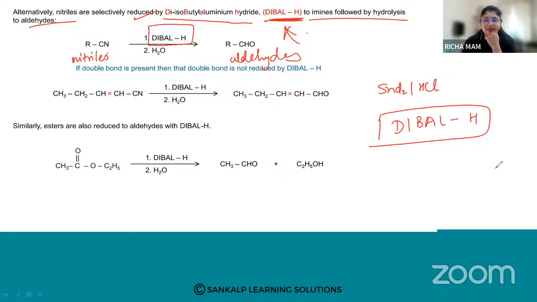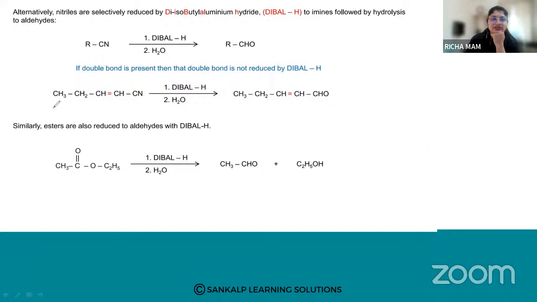So here is an example. This is the general reaction again. What they have taken: this is your R group, and the R group is butene. We are going to treat it with DIBAL-H followed by hydrolysis. What am I going to get? Your cyanide group will be converted into an aldehydic group.